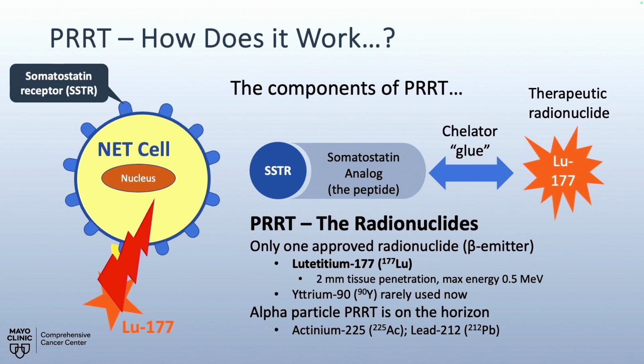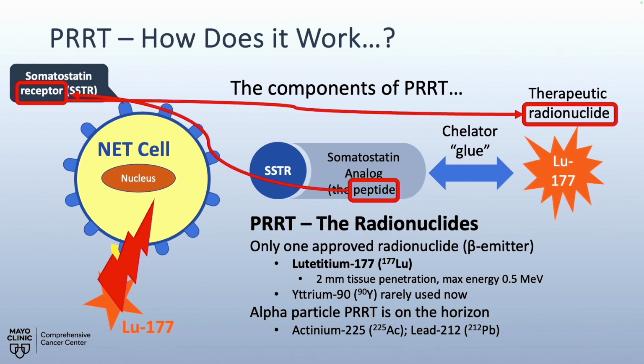There are other lutetium compounds working their way through clinical trials. Something called lutetium dotatoc is on its way. And then we have the yttrium, which we used to use back in the day, but we don't anymore. And then we have the alpha particle PRRT, which is on the horizon. I'll show you a little bit of that data. For now, there are only 2 of them, actinium-225 and lead-212. So we have a lot of activity there. PRRT, just to remind you: there's a peptide, there's a receptor, there's a radionuclide, and we have PRRT. So that's how we got the name.